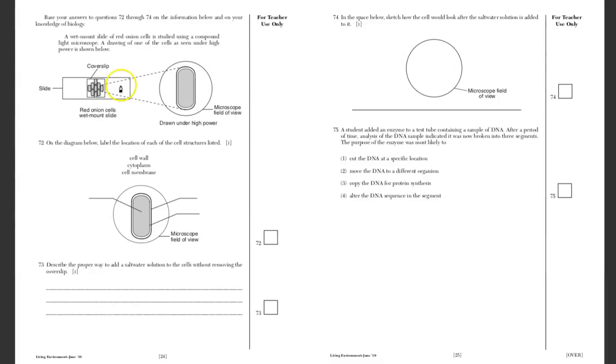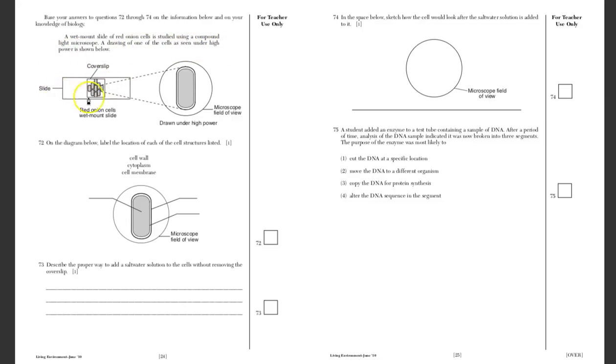Easy peasy here. Remember, start from the top. Base your answer to questions 72 to 74. So all of these are in common except for 75. On the information below and on your knowledge of biology. A wet mount slide of red onion cells is studied using a compound light microscope. A drawing of one of the cells as seen under high power is shown below.